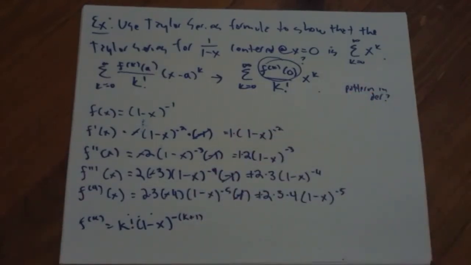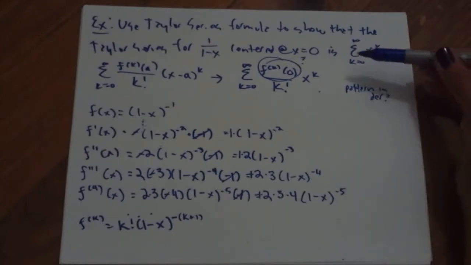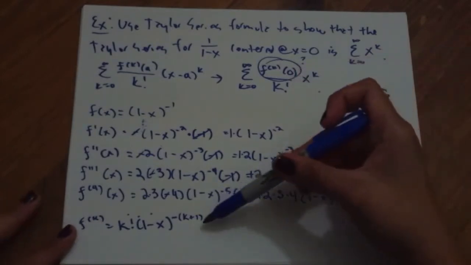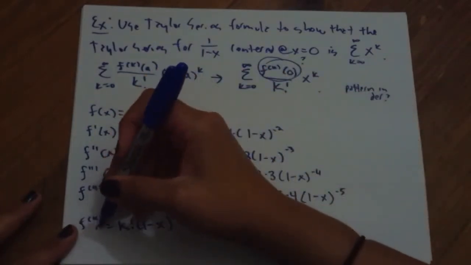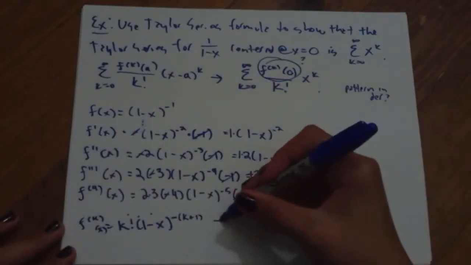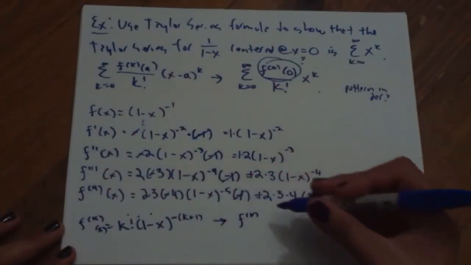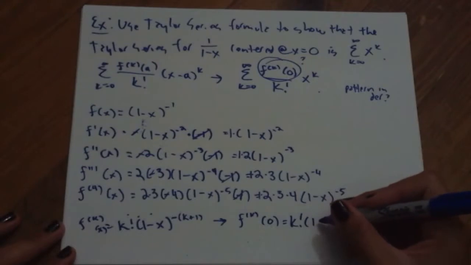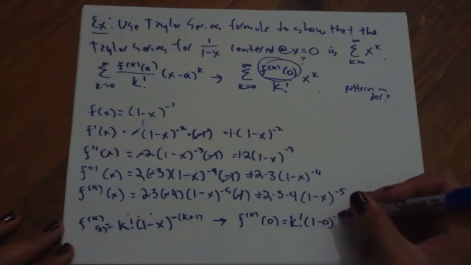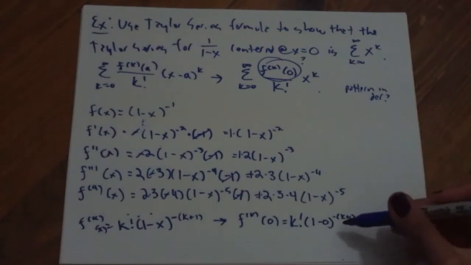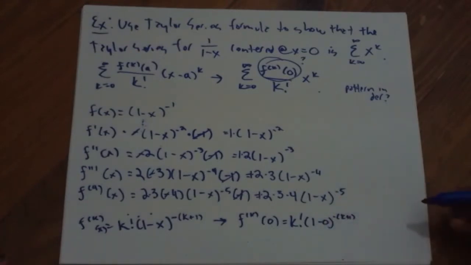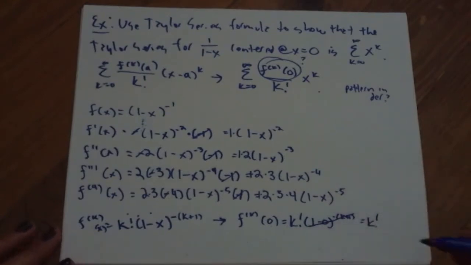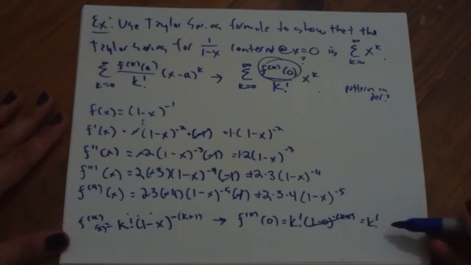And again, for me to use the formula, I need to figure out what's going on at 0, not a generic x here. So this is my kth derivative at x. If I need to use the formula, I need to take my kth derivative and then plug 0 in. This is going to be k factorial times 1 minus 0 to the minus k plus 1. Well, this is really 1 to this thing. What's 1 to anything? Anything is 1. So my kth derivative at 0 is k factorial every time.